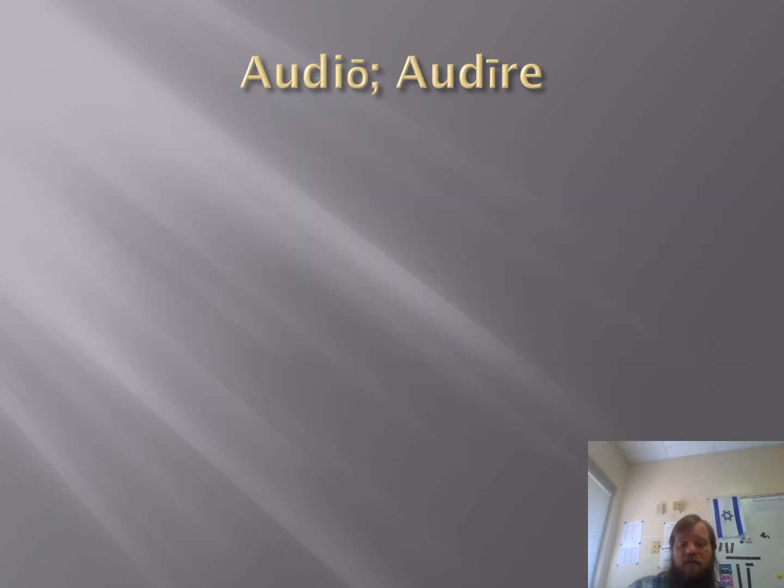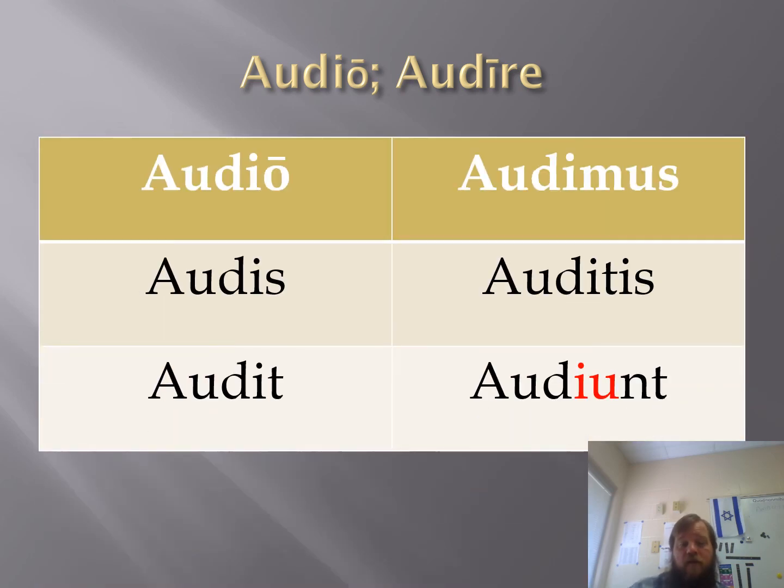Pause it, write it out, and I'm going to go on and give you the answers. This is fourth conjugation, so you do your joined vowel, but if you just copy your first principal part, you get it anyway, right? So A-U-D-I-O, A-U-D-I-S, A-U-D-I-T, A-U-D-I-M-U-S, A-U-D-I-T-I-S. Before NT, we need that alternate joined vowel. And for fourth conjugation, the alternate joined vowel is I-U. So audio, audis, audit, audimus, auditis, audiunt.